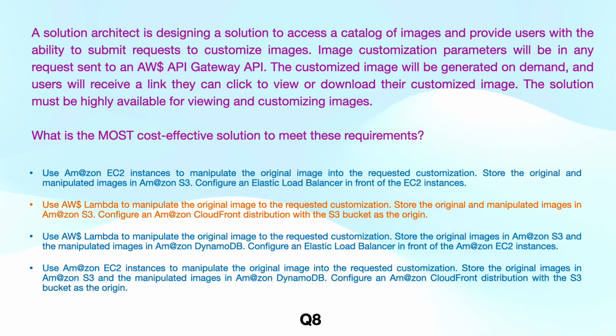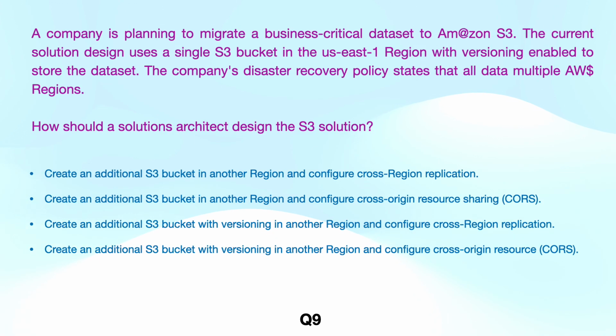Okay, let's move to question number 9. A company is planning to migrate a business critical data set to Amazon S3. The current solution design uses a single S3 bucket in the US East 1 region with versioning enabled to store the dataset. The company's disaster recovery policy states that all data must be replicated across multiple AWS regions. How should a solution architect design the S3 solution?